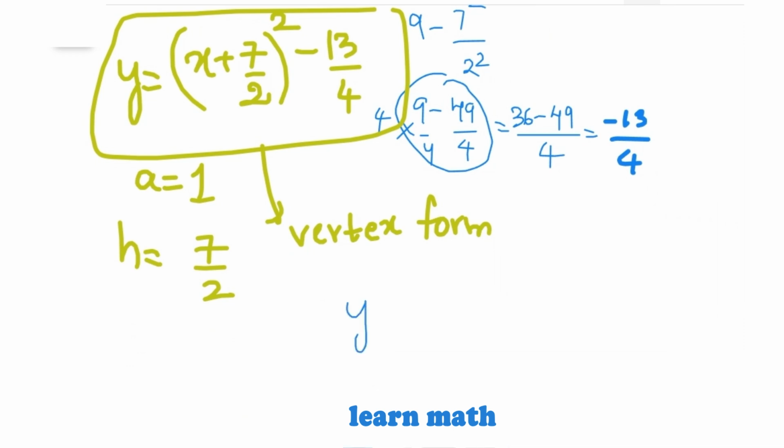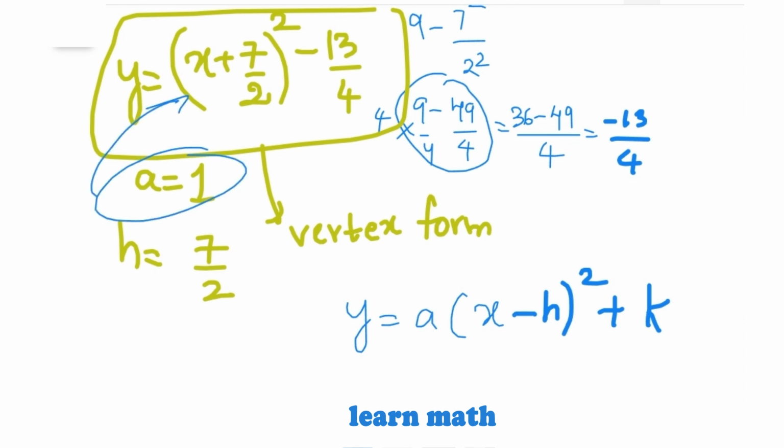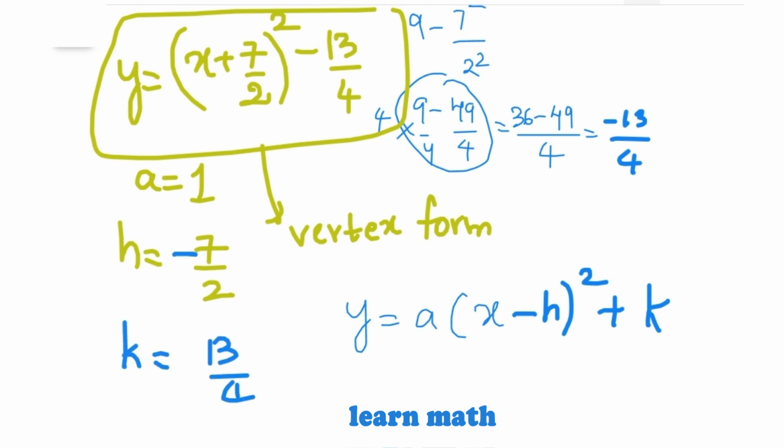Y equals a(x minus h) squared plus k. So the A value is 1. H is negative 7 over 2. K is negative 13 over 4. Negative, right? So this is the vertex form.